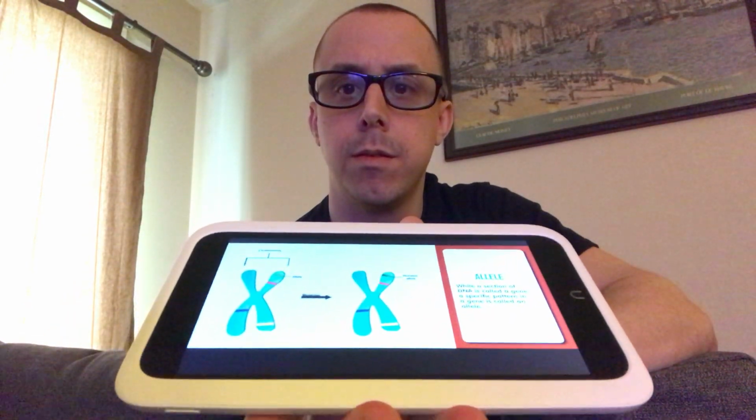Allele. While a section of DNA is called a gene, a specific pattern in a gene is called an allele inside the chromosome. For example, a gene determines the hair color. The specific pattern of the hair color gene that causes the hair to be black or blonde or auburn or whatever natural color at birth would be the allele. So my allele told my body that my hair color would be dark, a dark brown.